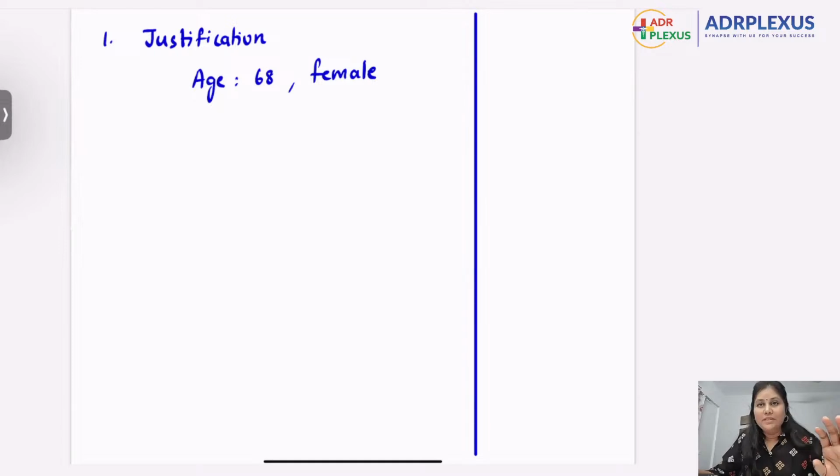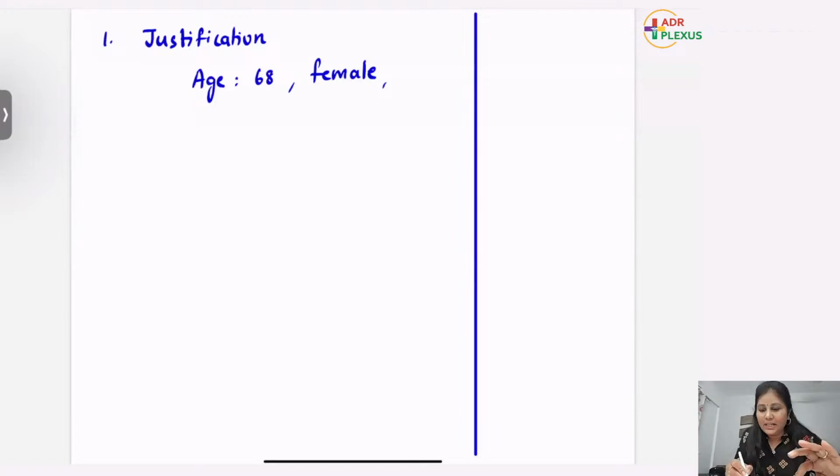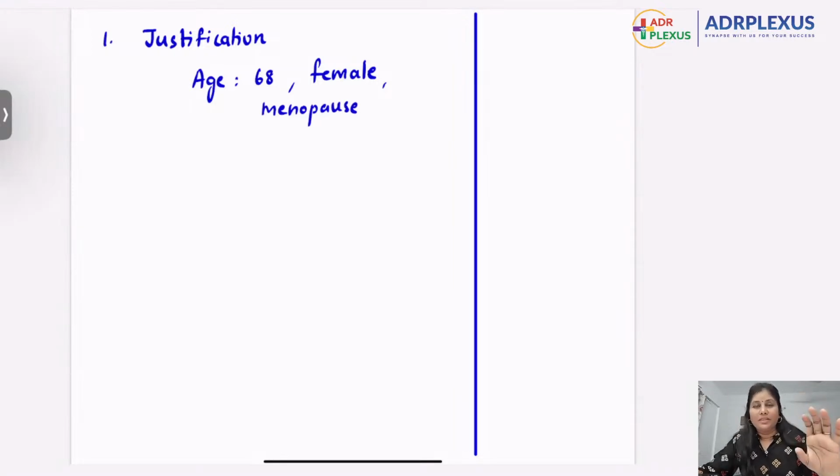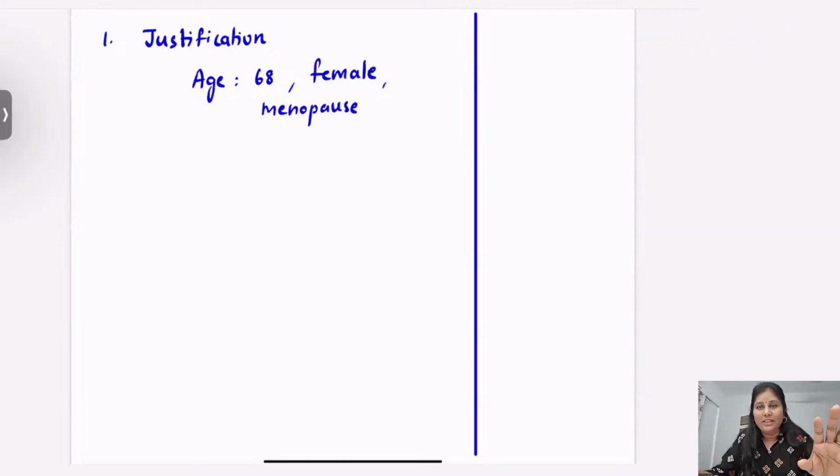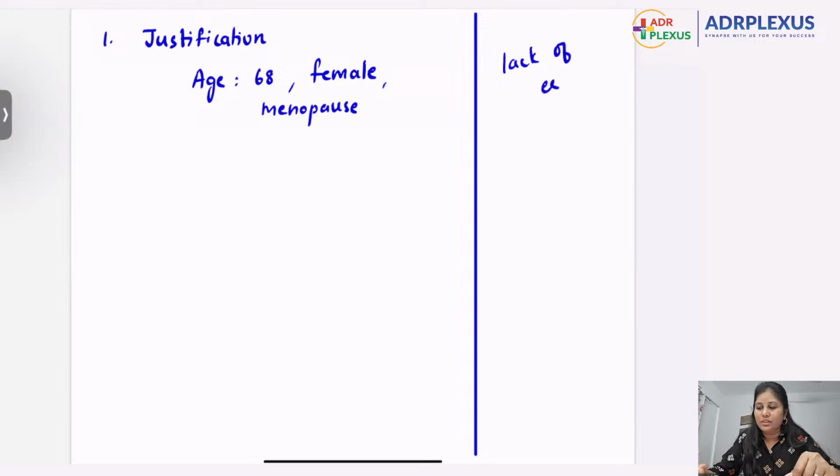Why is female important? Because it has also been mentioned that she has attained menopause. Until menopause, during the reproductive years, the female is protected by her important hormone, estrogen. It is a cardioprotective hormone. So here menopause has been attained by the female, and she is 68 years. Age factor is also there, and lack of estrogen is also there. Okay, lack of estrogen, that is also important. So that is one clinching point.